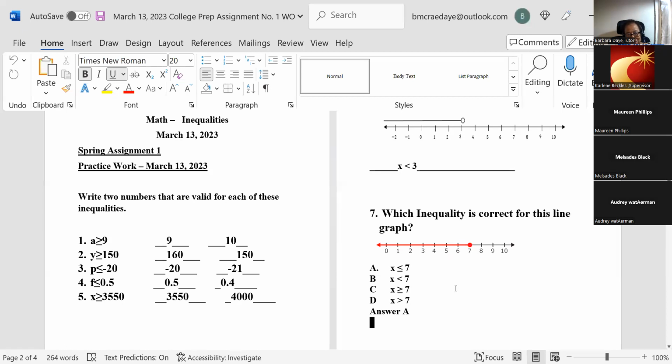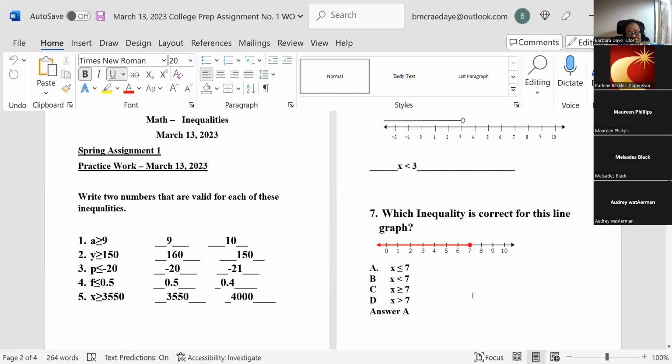No, miss. Okay. So Mercedes, what did you have for number 7? You had D. But what did I just say about this enclosed dot, the shaded dot? Shaded dot cannot be less than and it cannot be greater than. So B and D you can eliminate. Now you have a choice between A and C. Got it?